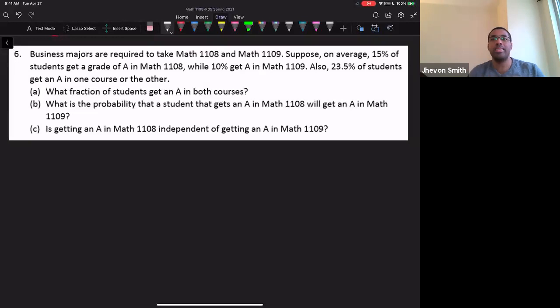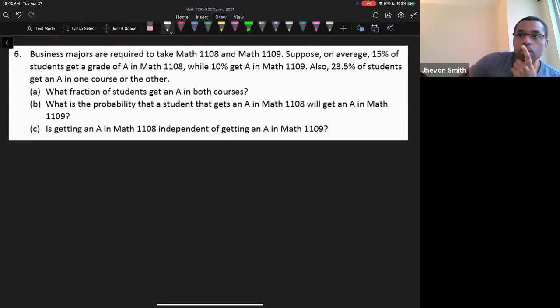Also, we know that 23.5% of students get an A in one course or the other. What fraction of students get an A in both courses? And what is the probability that a student who gets an A in Math 1108 will get an A in Math 1109? And is getting an A in both classes independent? So these are the questions we're going to answer.